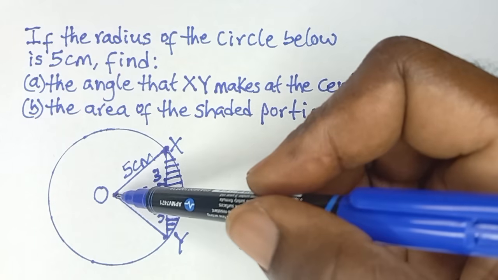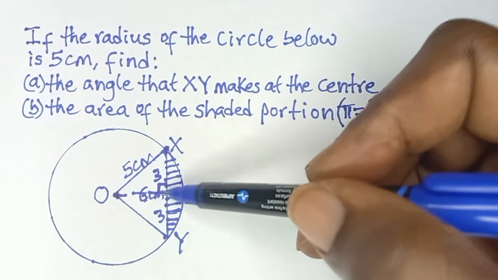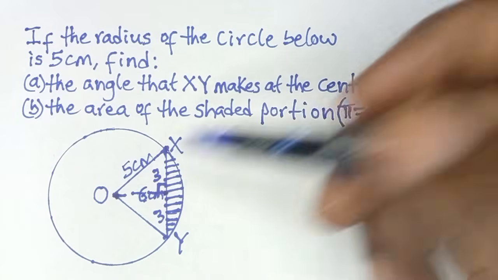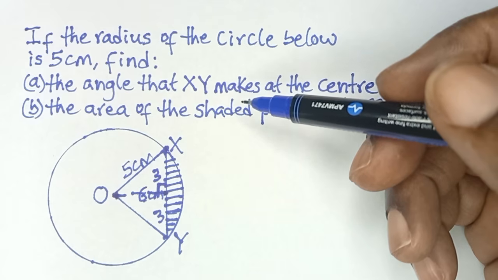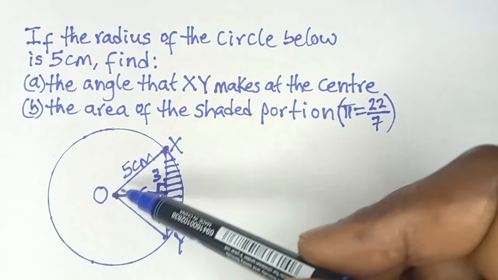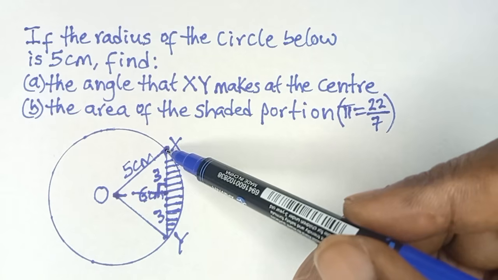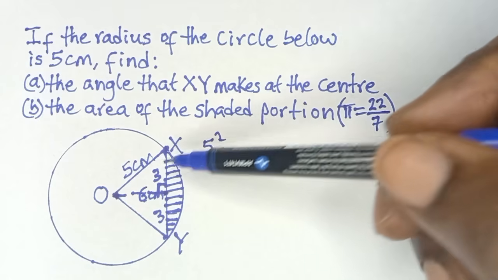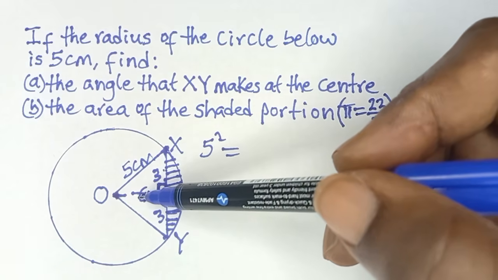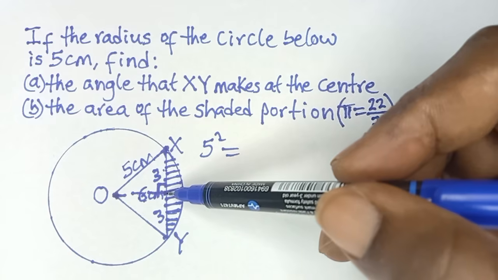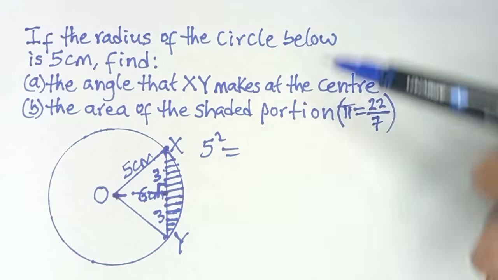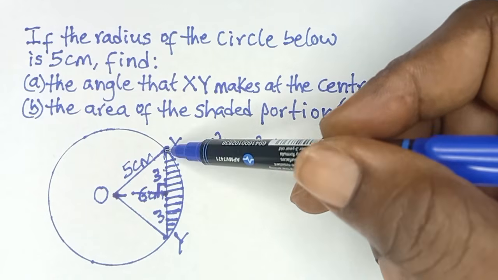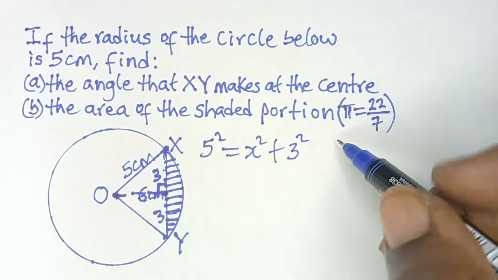Now, I would like us to get this distance from the chord to the center of the circle, this distance here. And for us to get that, we can simply use Pythagoras theorem. From Pythagoras theorem, the length of this hypotenuse squared, that is 5 squared, is equal to the sum of the squares of these other two sides. So if the length of this side is x, I can call it x squared plus the length of this side, which is 3 squared. So this is Pythagoras theorem.